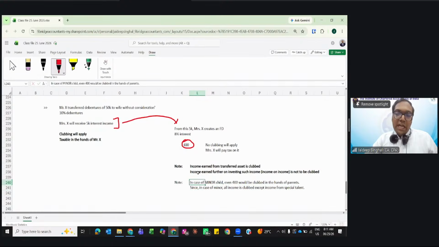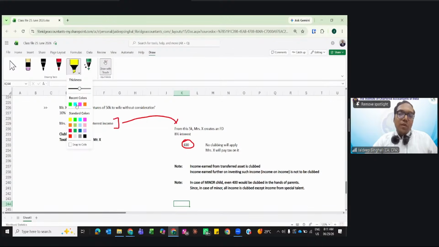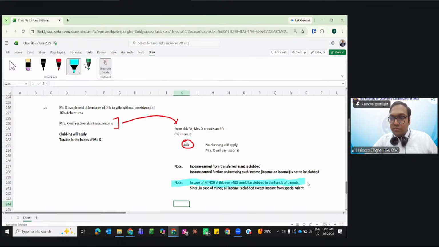Just write this note. I haven't explained this note. I will explain it later on. Just mark it. You will understand it later on. Just write it and move forward. Okay. I hope it is clear till here.